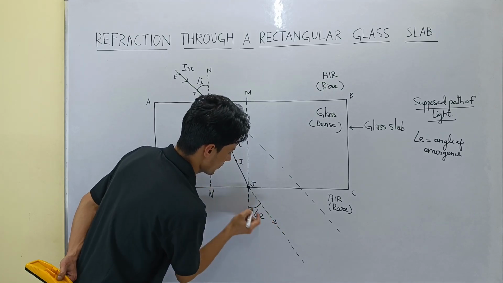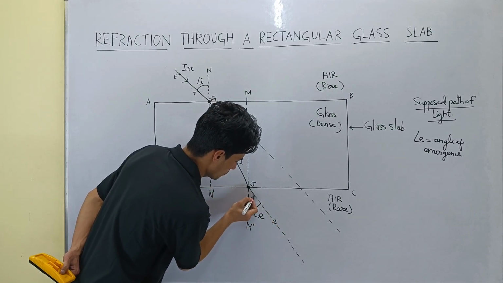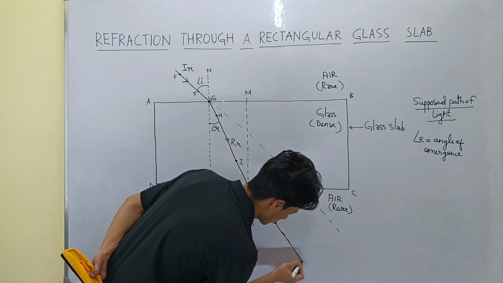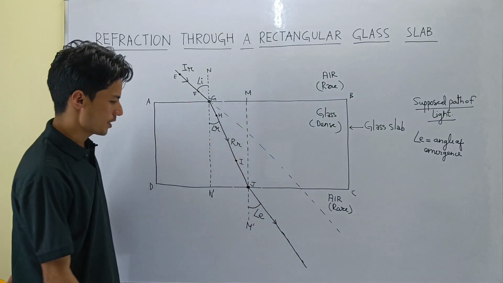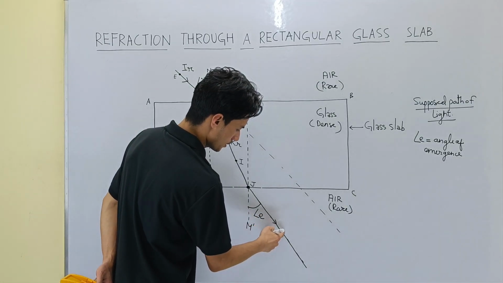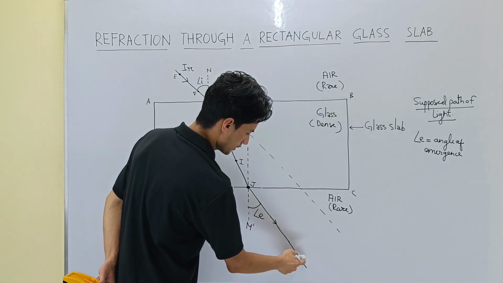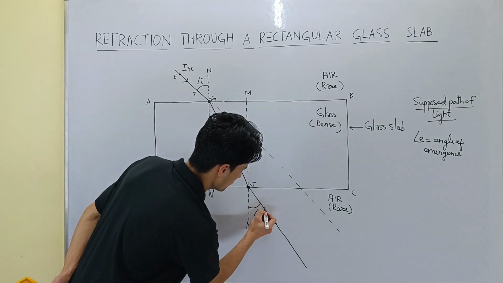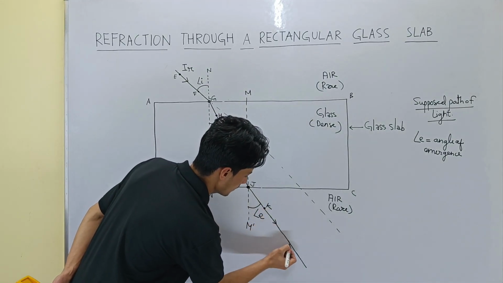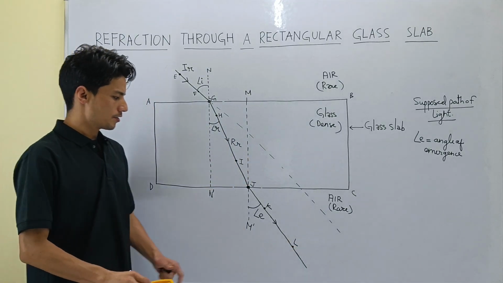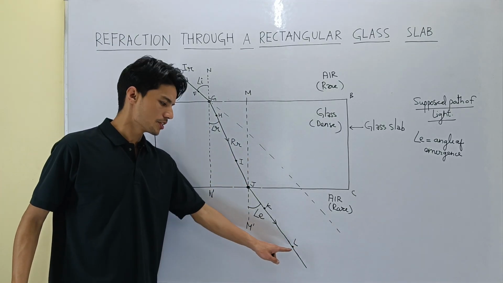Why am I drawing it in a dotted line? Sorry, this has to be in a bold line. My bad. I should not be drawing this in a dotted line. This should be in a bold line. So I, J, then we'll give a name K, L. So ray KL is the emergent ray.